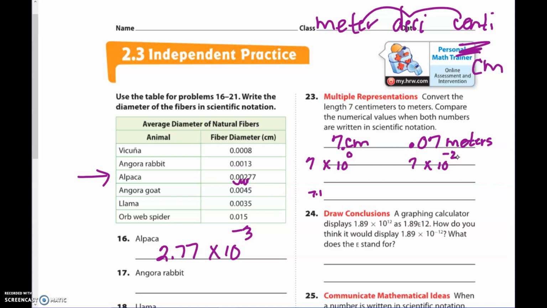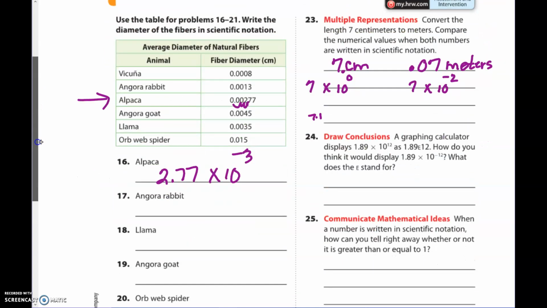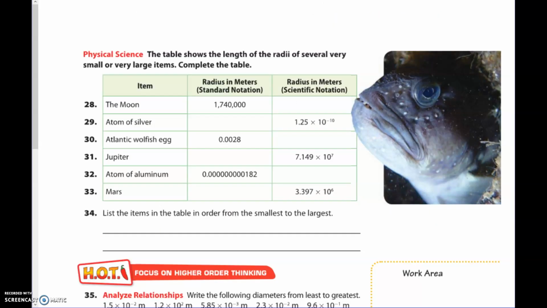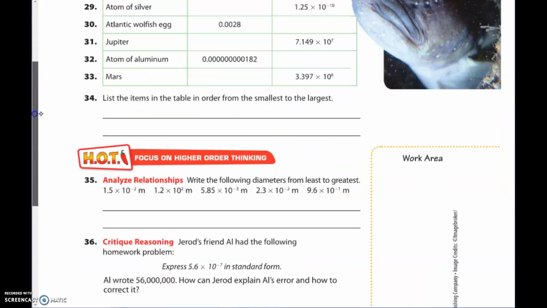All right, so after 23, we now have 27. Is that still on this page? 27. If you were asked to express the weight in ounces of a ladybug, would it be positive or negative? Well, is a ladybug going to weigh more than an ounce? Ladybugs are pretty light. So this is going to be smaller, and because it's smaller, we're going to have a negative exponent. All right, and I think the last problem here that we were going to do was number 35.